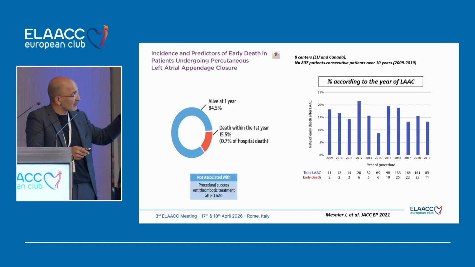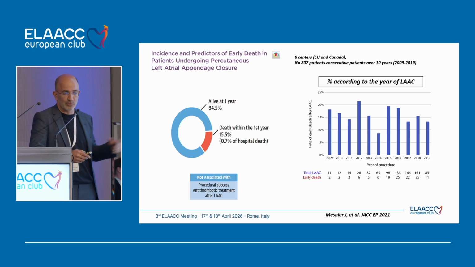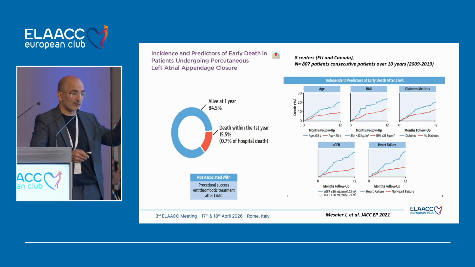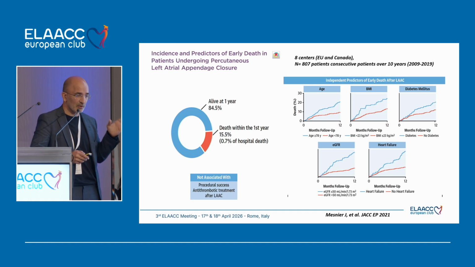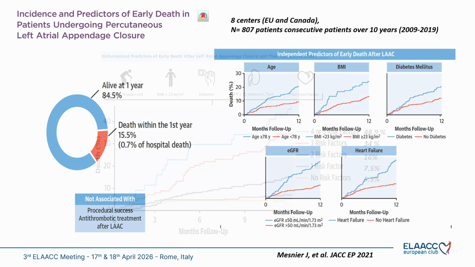Very important, you see that mortality was not associated with procedural success or with the antithrombotic treatment after LAAC, meaning that it has no impact. You can do a perfect procedure in the patient, but the patient can die very early after the procedure. They found very important independent predictors: age as a continuous variable, but here as a dichotomized cutoff, the BMI, the presence of diabetes, the eGFR, so the renal function, and a previous history of heart failure, not ejection fraction but previous heart failure. All of these parameters independently predicted mortality in this registry.